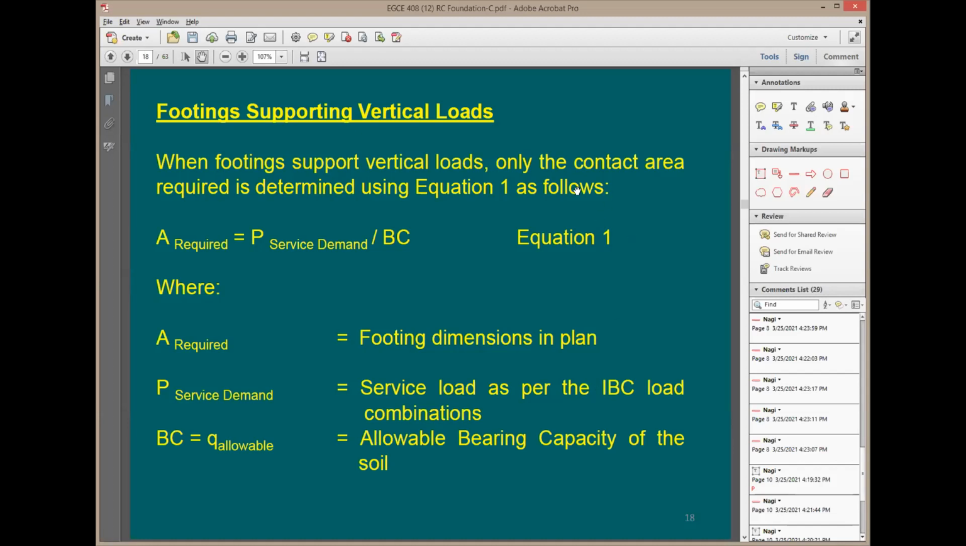So as it says here, the area required is going to be equal to the P service demand divided by BC. What's BC? It's going to be the allowable bearing capacity or allowable bearing pressure of the soil, q allowable.